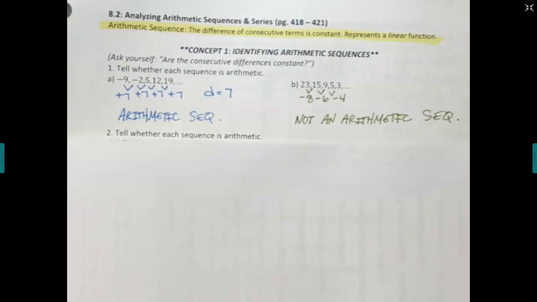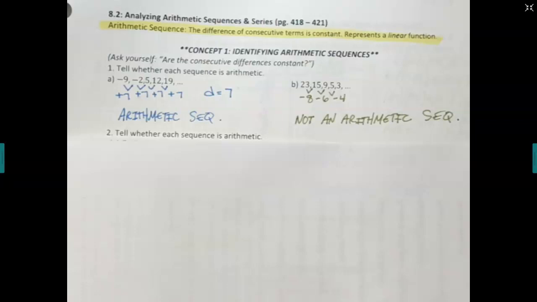Analyzing Arithmetic Sequence and Series on pages 418 through 421 in your textbook. An arithmetic sequence is when the difference of consecutive numbers is constant. So when we talk about difference, we're talking about adding and subtracting numbers, and constant meaning them being the same. This is representative of a linear function.